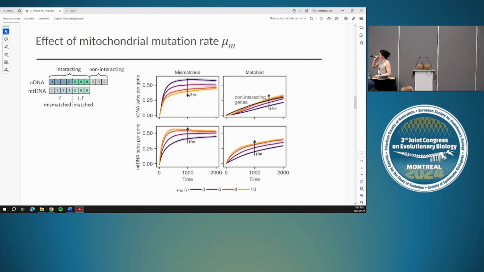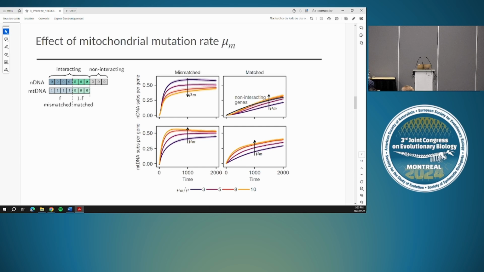So first of all, we look at the effect of the mitochondrial mutation rate, because one thing that is expected is that increasing the mitochondrial mutation rate would increase the likelihood of nuclear compensation. Once you have a lot of mutation in the mitochondria, the nucleus would be more selected to compensate those mutations. And we see some intuitive things. In the first row, we have the substitutions in the nuclear DNA, and in the bottom, in the mitochondrial DNA. Here's the portion that starts with both compatible parts.